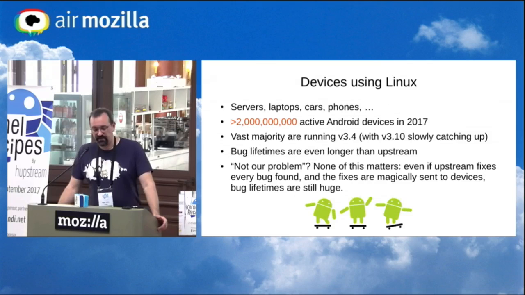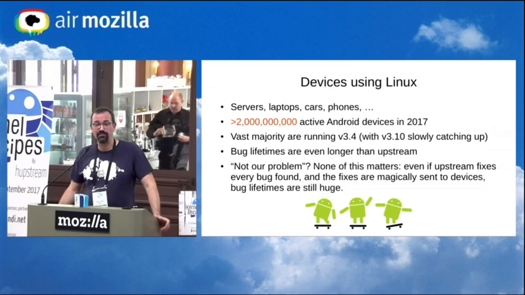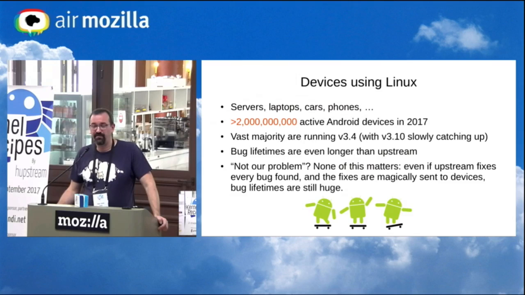I care about this because Linux is used in like 2 billion Android devices as of this year. The terrifying number that I don't like is that the vast majority of these are running the 3.4 kernel. 2 billion is a long tail of devices out there. 3.10 is slowly catching up, and we only released a 3.18 kernel device, a new device, this year, so we'll catch up eventually. But the main point is that bug lifetimes in these devices are much longer than the bug lifetimes even in the upstream kernel. And that is an actual problem that we should try to find a way to solve.